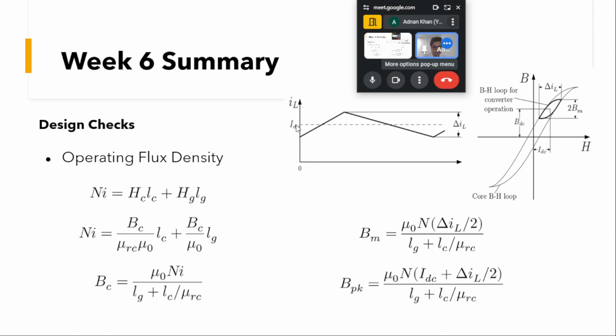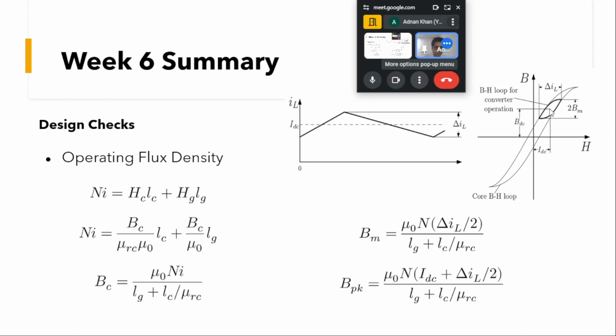We have a DC current. Over that there will be an AC ripple. So we can have a peak of that, like IDC plus delta IL by 2. And if you can see in the BH curve, we will be having some B because of this IDC.